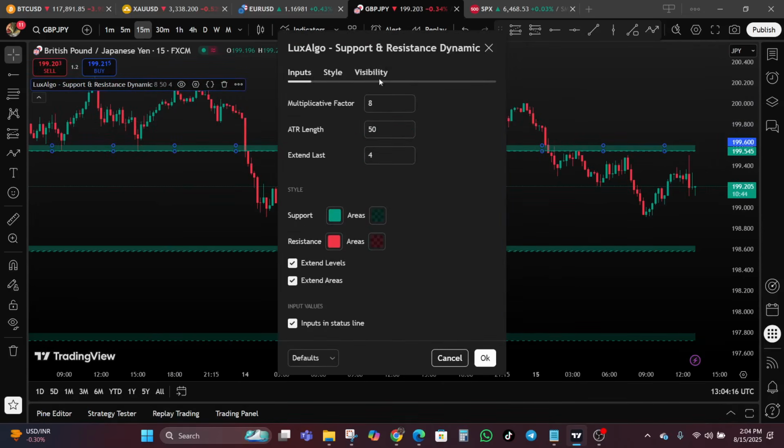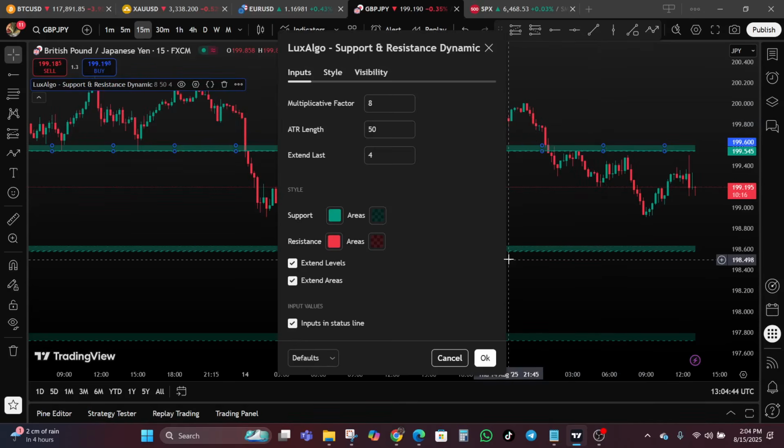You can actually modify this multiplicative factor and ATR length and even extend last to suit your trading style. As a scalper, if you want a more sensitive reaction by this indicator, you might want to reduce the values of this, but that's strictly up to you.